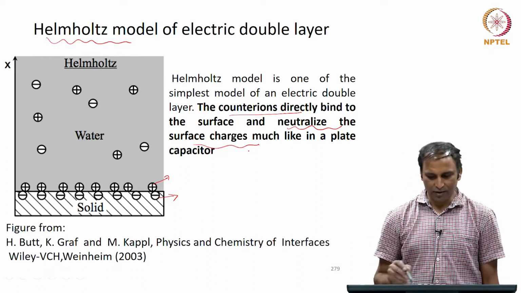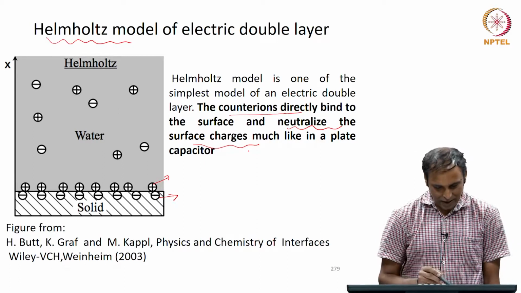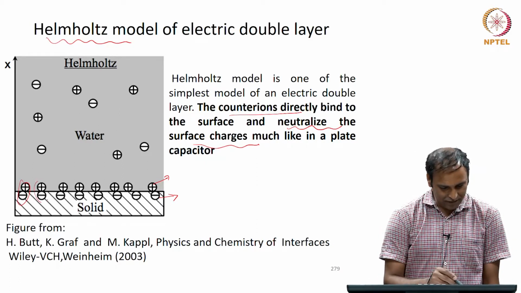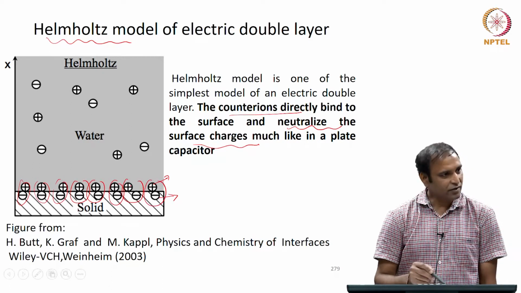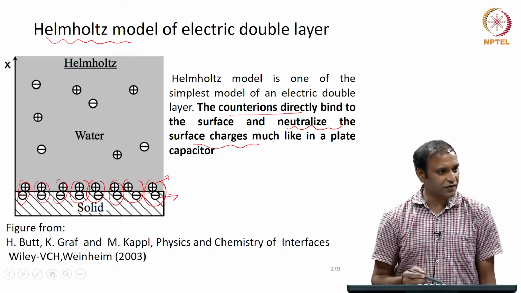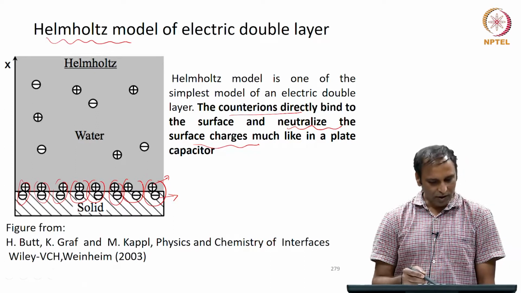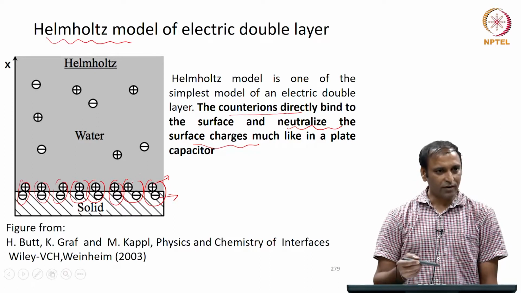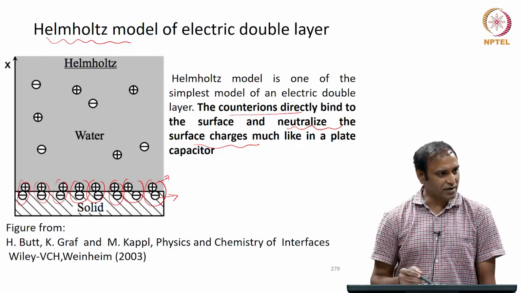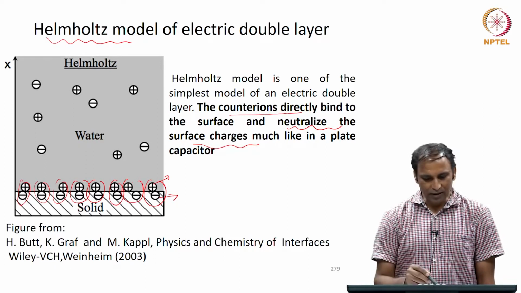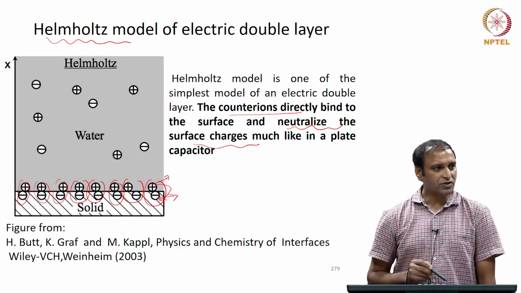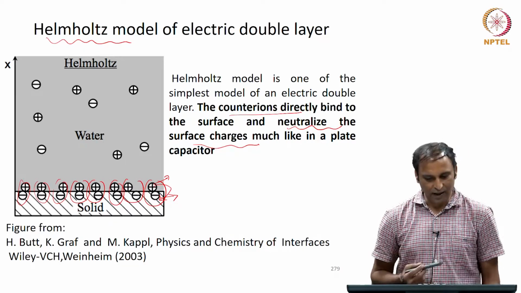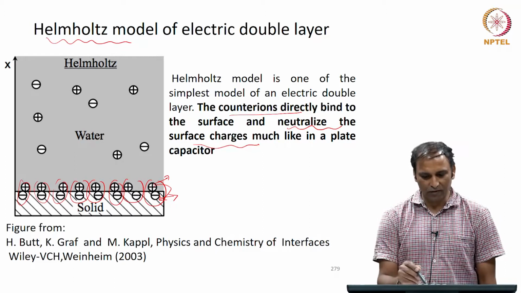Very much like a capacitor, right. When I say neutralize, you can see that for every charge on the solid surface, there is an ion pair, a charge in the solution which is attracted to the surface. They are tightly bound, and the charges in the solution essentially neutralize the charges on the particle surface. That is one of the simplest models of the electrical double layer.